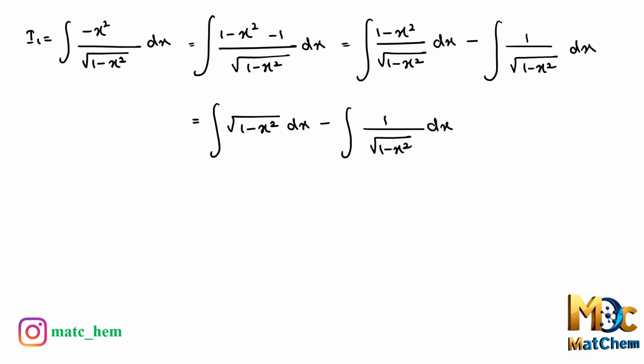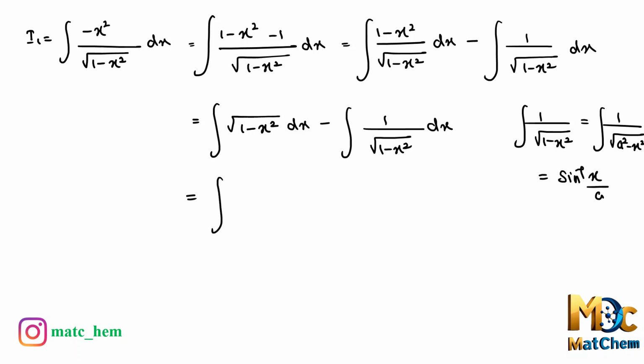In this particular case, integral of 1 by square root of 1 minus x square is a standard form, that is in the form of integral of 1 by square root of a square minus x square, which is equal to sine inverse x by a. So if you substitute here, you will get integral of square root of 1 minus x square dx minus sine inverse x by a. Here in the place of a we have 1, so it will be equal to sine inverse x. Then what is pending? The pending value we can assume as I2.